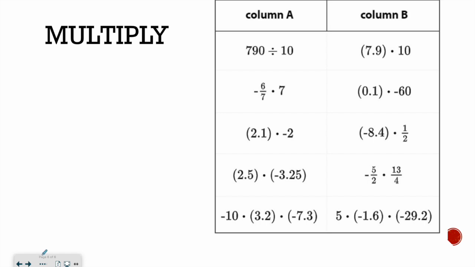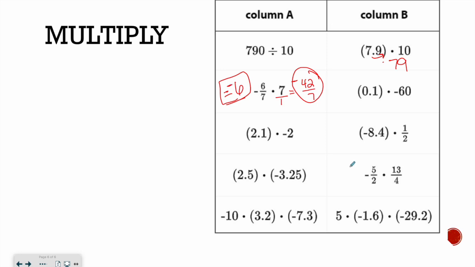And then we just practice some. 7 and 9/10 times 10. Well, anytime I multiply by 10, I can just move the decimal point to the right, so 79. Negative 6 sevenths times 7, so I'm going to put the whole number over 1 and then multiply across. 6 times 7 is 42. 7 times 1 is 7. A negative times a positive is a negative. But this can simplify down to negative 6.